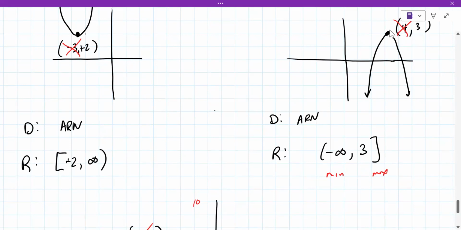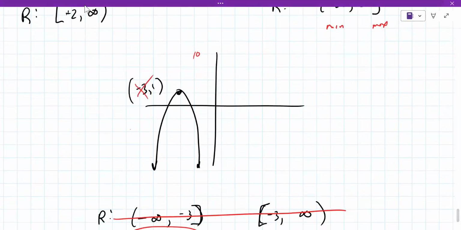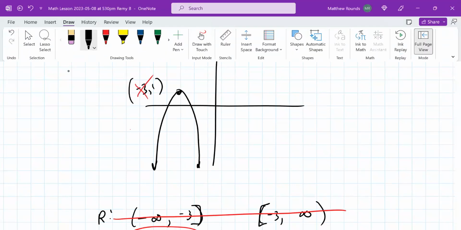Okay. All right. So if you want to take away anything from this part of the lesson, it's that the range excludes the X value of the vertex. You don't care about the X value, just the Y value when you're doing the vertex there. Got it. All right.